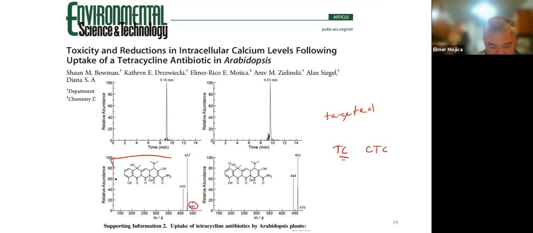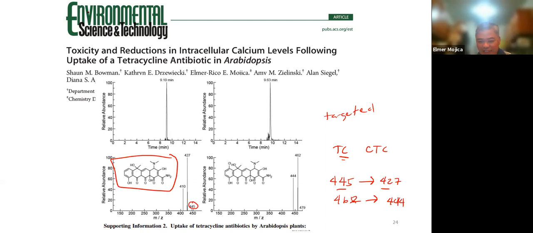So using this structure, ano kaya nawawala from 445 to 427? Anyone? Ano yung nawawala? Pag tinignan nyo dito. And the same thing if you have 462 going to 444. Anong compound yung nawawala? Okay, chlorine ba? Walang chlorine dito sa isa.